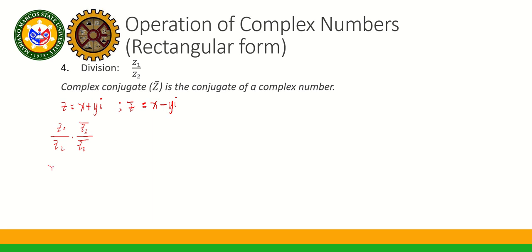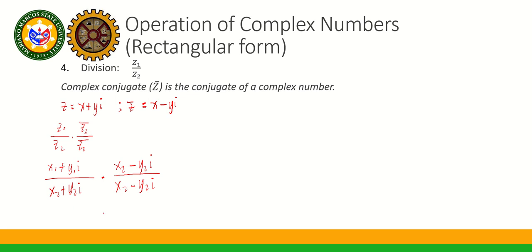And substitute natin, this will be x sub 1 plus y sub 1i over x sub 2 plus y sub 2i, multiplied by yung complex conjugate ng denominator natin, that will be x sub 2 minus y sub 2i over x sub 2 minus y sub 2i. Okay, so if mapapansin nyo, this will be equal to 1. And then we multiply it to this one, so parang wala rin tayong binago. Okay?